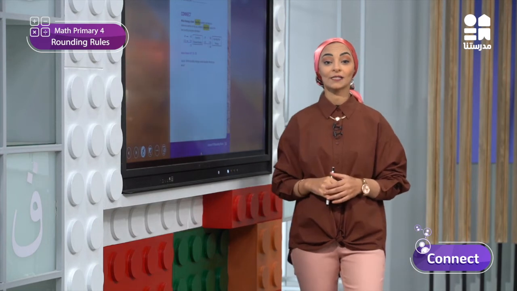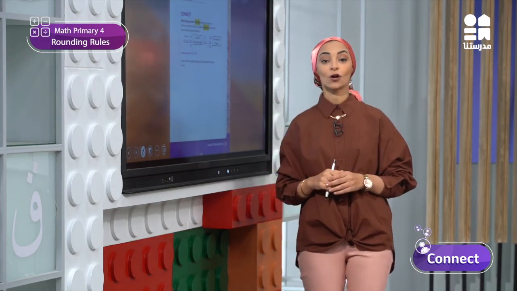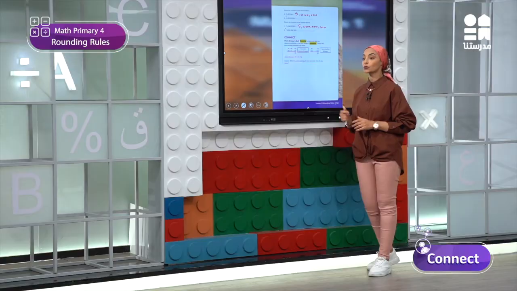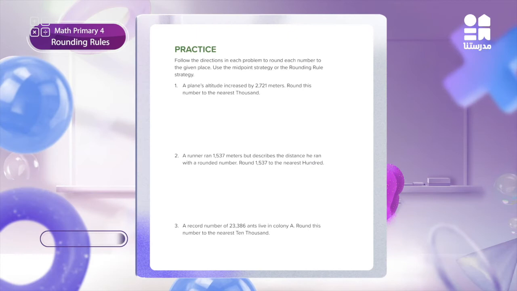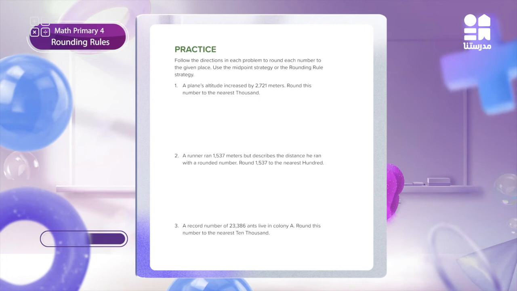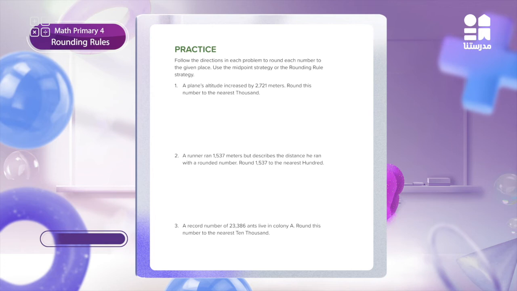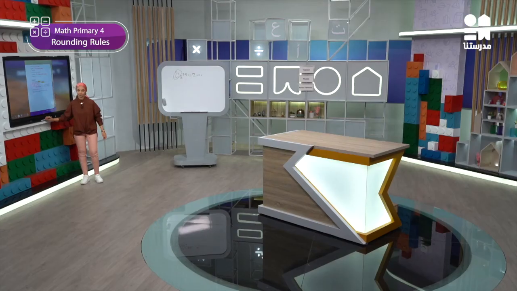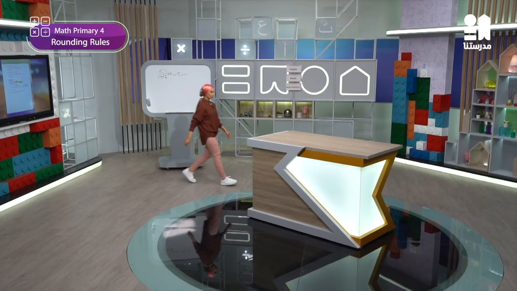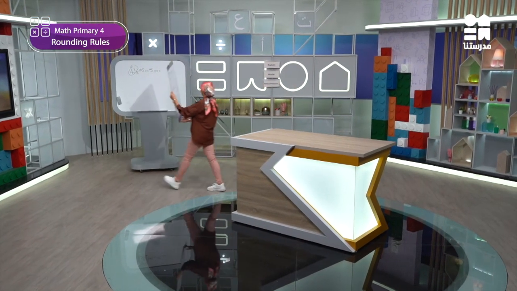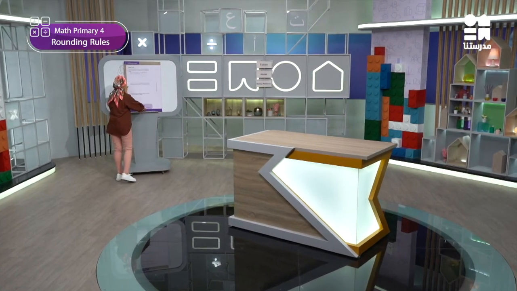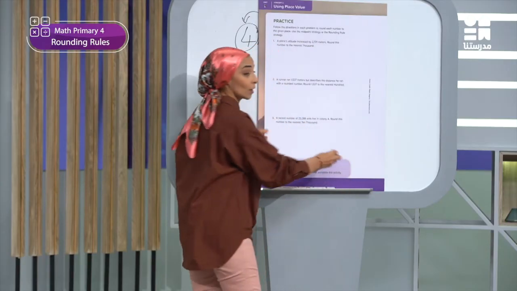At the end of our lesson, let's test our understanding of the strategies of rounding. We are going to solve the exercises of the lesson on page 54 in your book. Now let's do the practice all together. Page 54. Here's the practice. Okay, let's solve number 1 all together.